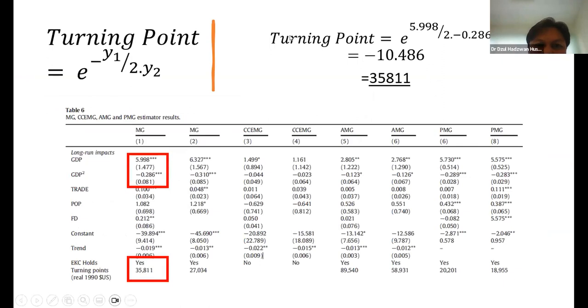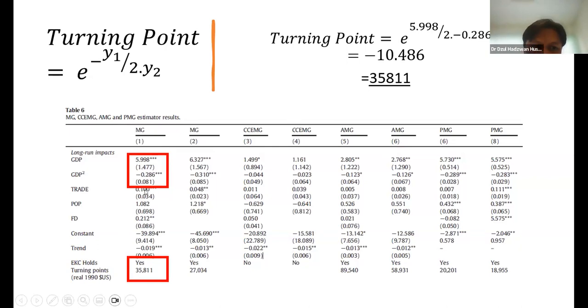As you can see here, this is the formula for the turning point. For example, in table 6, we select one model here. You put in the value, same thing. This paper uses EKC, we have GDP and GDP squared. Both are significant, meaning a nonlinear impact exists in our model. But now the second question that we need to answer here is the turning point. You see here, the EKC turning point here.